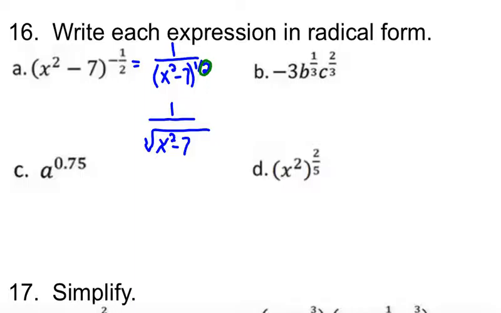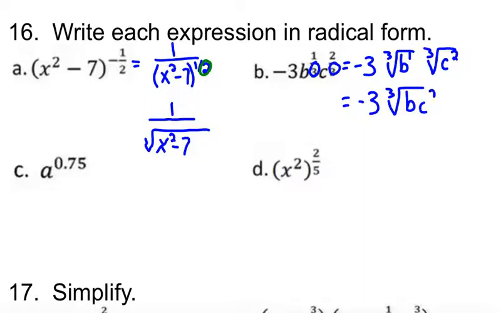Okay, in part B, the negative 3, that gets to stay out. That's its own thing. But both of these have the 3 in the denominator, so we can say that's the cube root of b to the first and the cube root of c squared. Now, since those are both cube roots, we can put them under the same radical and make it negative 3 cube root of bc squared.